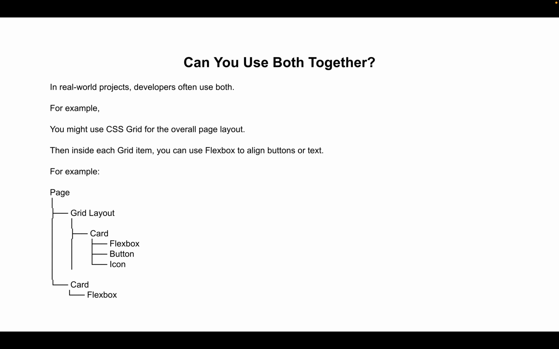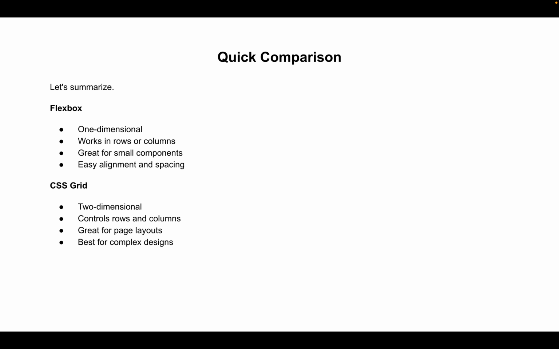You can use both together. Absolutely, you can use both together. In a real-world project, developers often use both. For example, you might use CSS Grid for the overall page layout. Then inside each grid item, you can use Flexbox to align buttons or items. For example, like that: this is the grid layout for the overall page and cards, and basically we are using flex inside the grid.